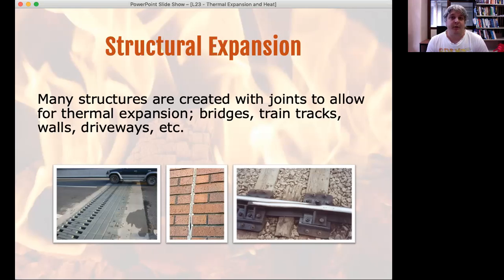We see the same thing in buildings. As per the middle photograph, they've cut a strip out of a brick wall to allow for the expansion of the bricks during hot weather. You'll see the same thing on driveways. When you see a freshly poured concrete driveway, the first thing they do is go and cut grooves right through the concrete. And the sole reason for that is to allow for the expansion of that concrete.